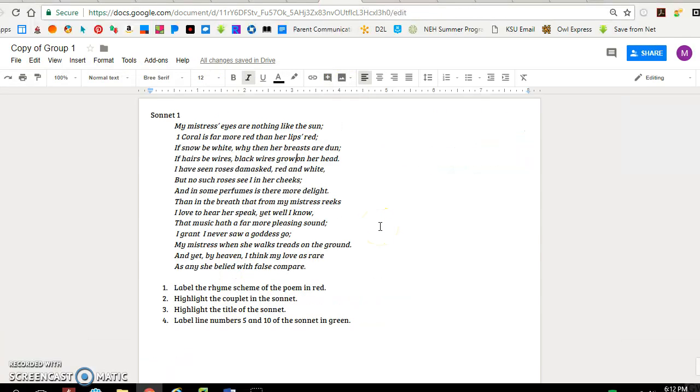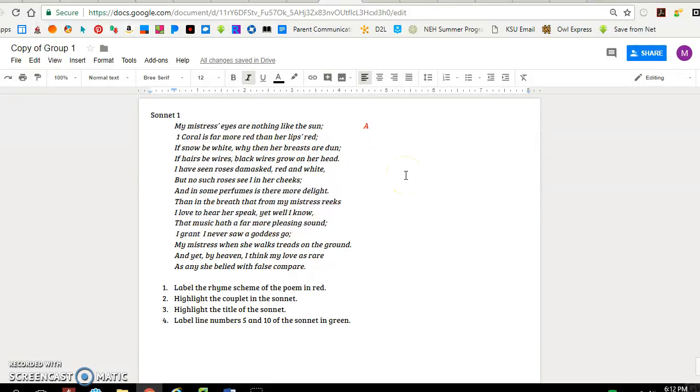So let's take a look at this sonnet. This is written by Shakespeare, and we have those 4 things at the bottom here that I told you we would focus on. So the first thing I'm going to do is look at the rhyme scheme of the poem. Now, as you guys know, we always start at the top of the alphabet with our rhyme scheme. So I'm going to start by labeling this with an A. Okay, I want to make sure that that's in red.